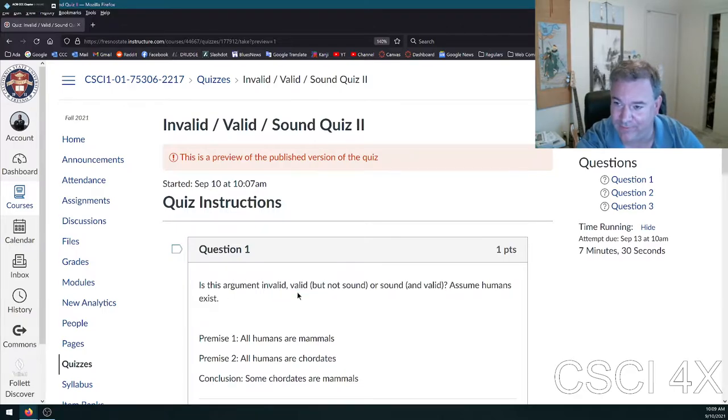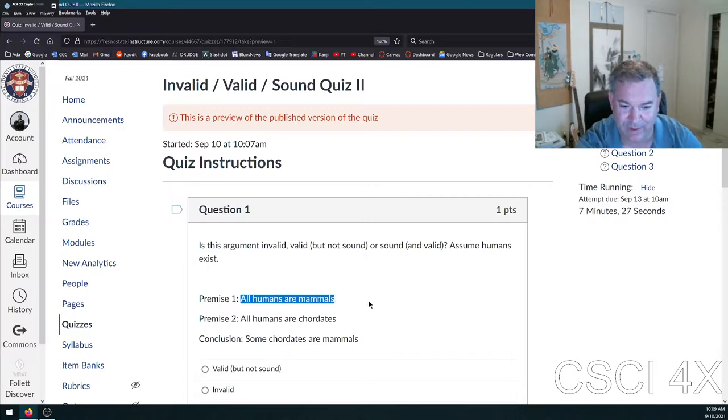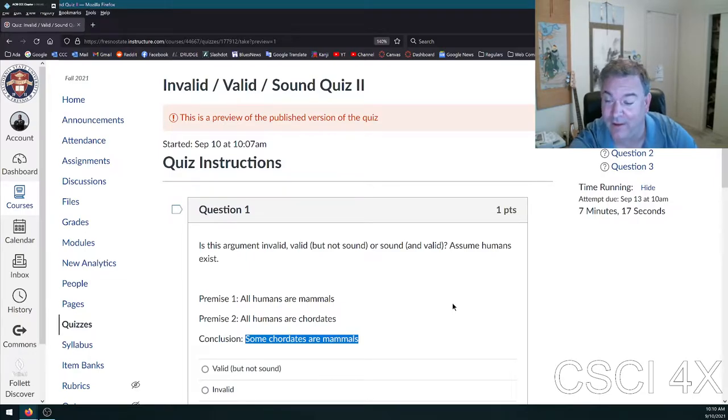Okay, so I'm not going to give you the answer, but I'll let you think about it. If all humans are mammals, and all humans are chordates, the conclusion is some chordates are mammals. All X are Y, all X are Z, therefore some Z are Y. It's the form. So think about it. Try other examples. All squares are rectangles. All squares are rhombuses. Therefore, some rhombuses are rectangles. Is that true or false? Yeah, you have to think about it. You have to try it on. Taste it. Is that always true?